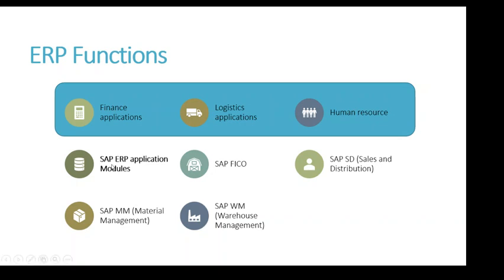Let's take an example of SAP ERP application modules. SAP divided those departments into different modules. For example, SAP FICO takes care of the finance and controlling area. SAP SD is sales and distribution related functions. SAP MM is the material management side of it. SAP WM is the warehouse management side of it.